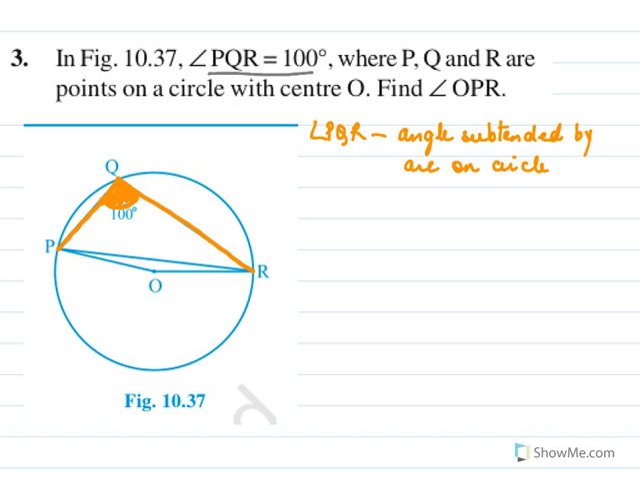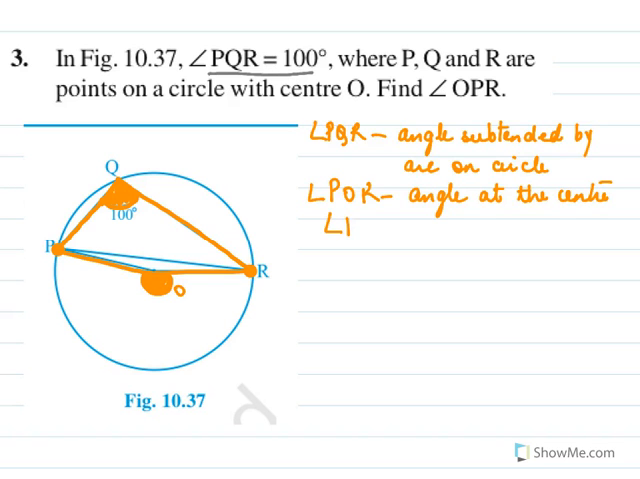Now how to find the angle subtended at the center? So from P and R, we join to the center. So this angle will be the angle at the center. So we'll write this. So angle POR, this is O, is the angle at the center.